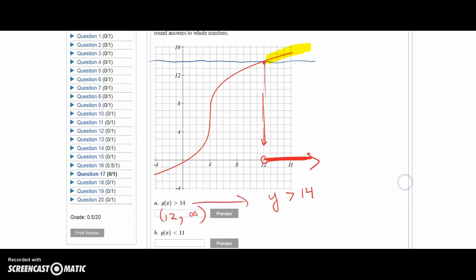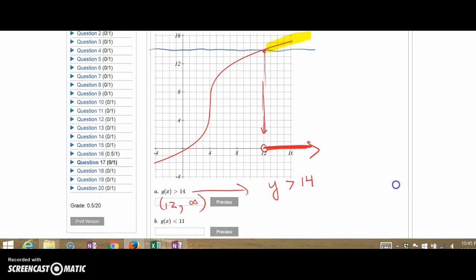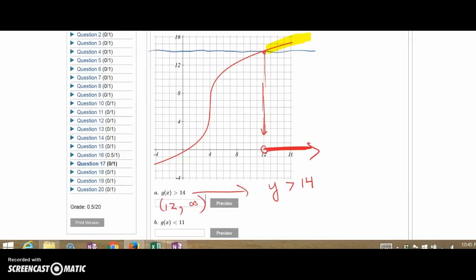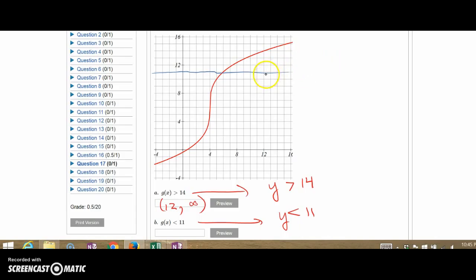Part B says, when is g of x less than or equal to 11? So let's get rid of this stuff. When is g of x less than or equal to 11? In other words, when are the y values? Actually, there is no equal sign. It's just g of x less than 11. So when are the y values less than 11 is basically what that's saying. So I'm going to go to the y value of 11. So I'm at 8, 9, 10, 11. I'm going to draw my horizontal line through 11.